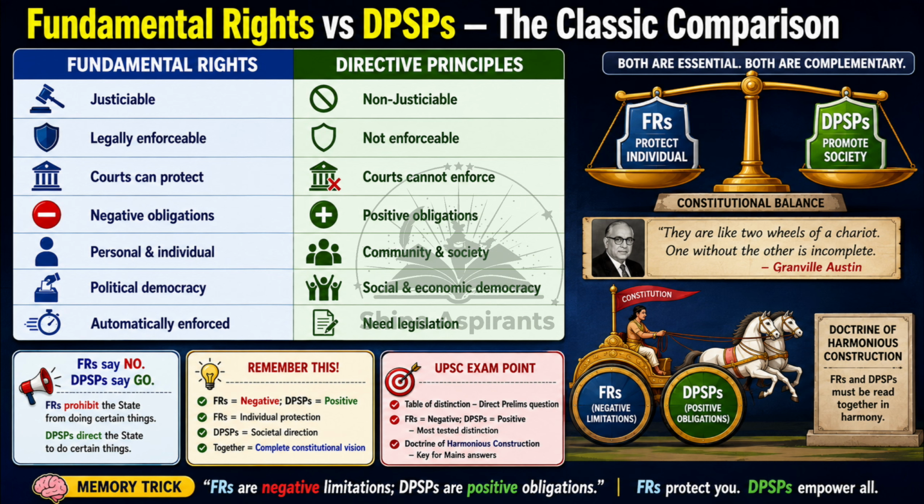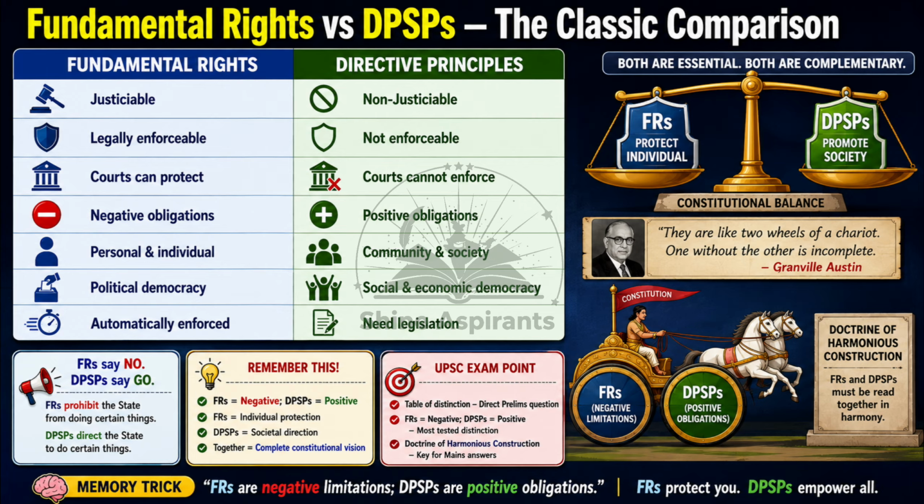FRs promote political democracy, your right to vote, speak, practice religion. DPSPs promote social and economic democracy, your right to food, work, fair wages. FRs are automatically enforced, the moment they are violated, courts step in. DPSPs require legislation, Parliament needs to make laws to implement them.